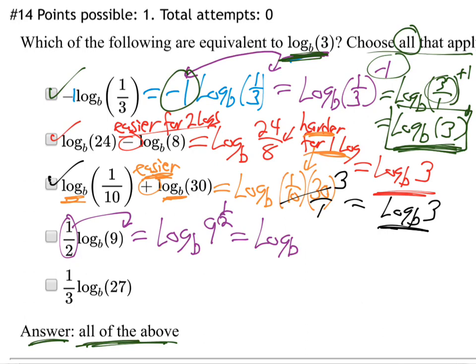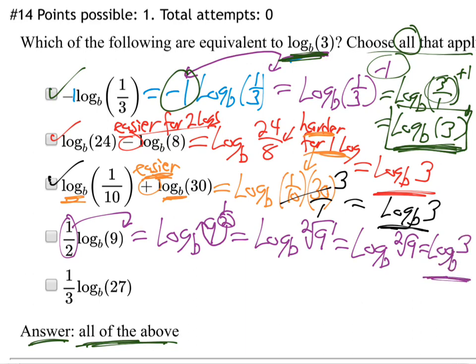So this 2 will swing and turn it into a root, the 2nd root of 9 to the 1. What's that? It's the square root of 9, right? 9 to the 1 is just 9. So this is just the square root of 9. And what's the square root of 9? 3. There it is again. It's again just a weird way of saying log base b of 3. See how all these are just log base b of 3 using all these fancy properties?